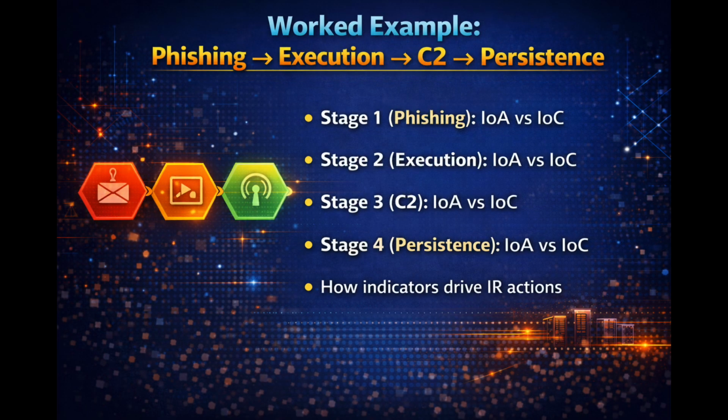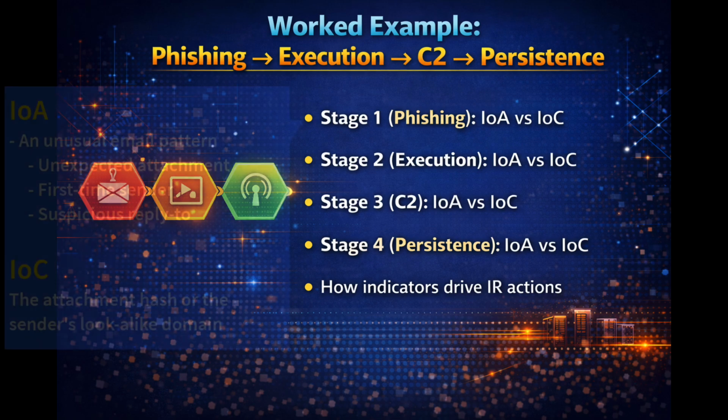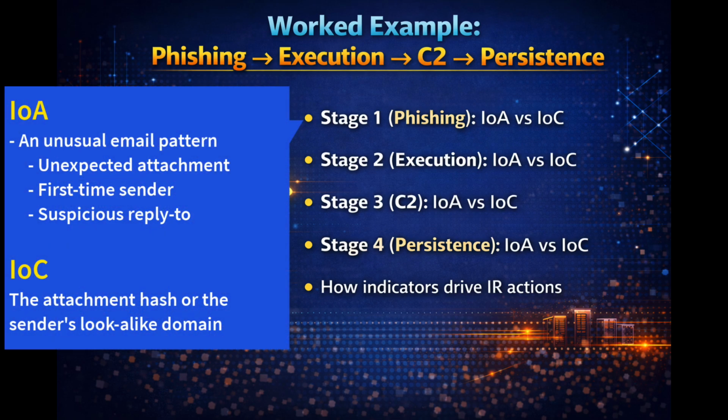Let's walk through a short example to see both kinds of indicators together. Stage 1, phishing arrives. IoA: an unusual email pattern, unexpected attachment, first-time sender, or suspicious reply-to behavior. IOC: the attachment's hash or the sender's lookalike domain.